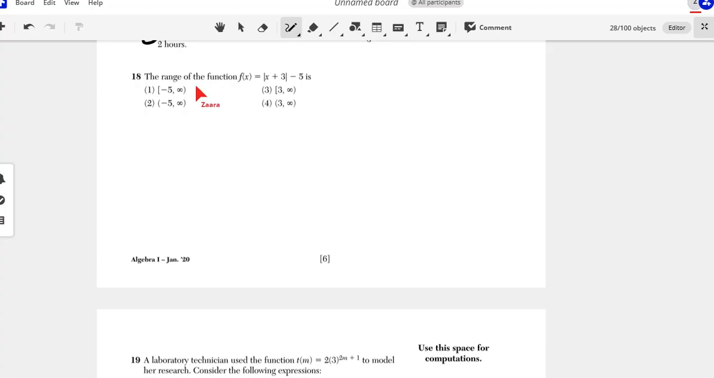Number 18. The range of a function f of x equals absolute value of x plus 3 minus 5 is. So I got number 1, A. You got number 1A. Okay, good. Next.